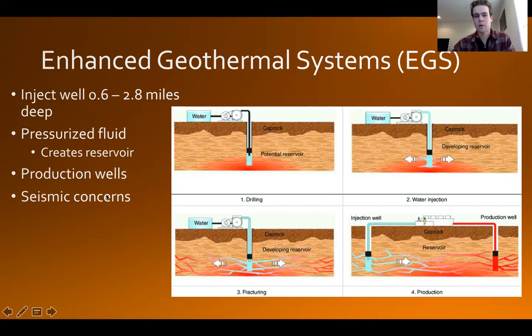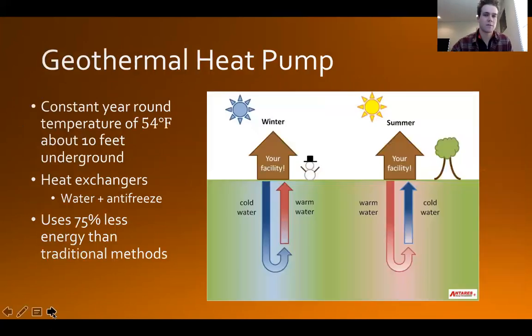So there's a problem with this. There are some seismic concerns. So when you inject pressurized fluid into the ground and start to fracture the rocks, it makes the area more susceptible to earthquake related activities.